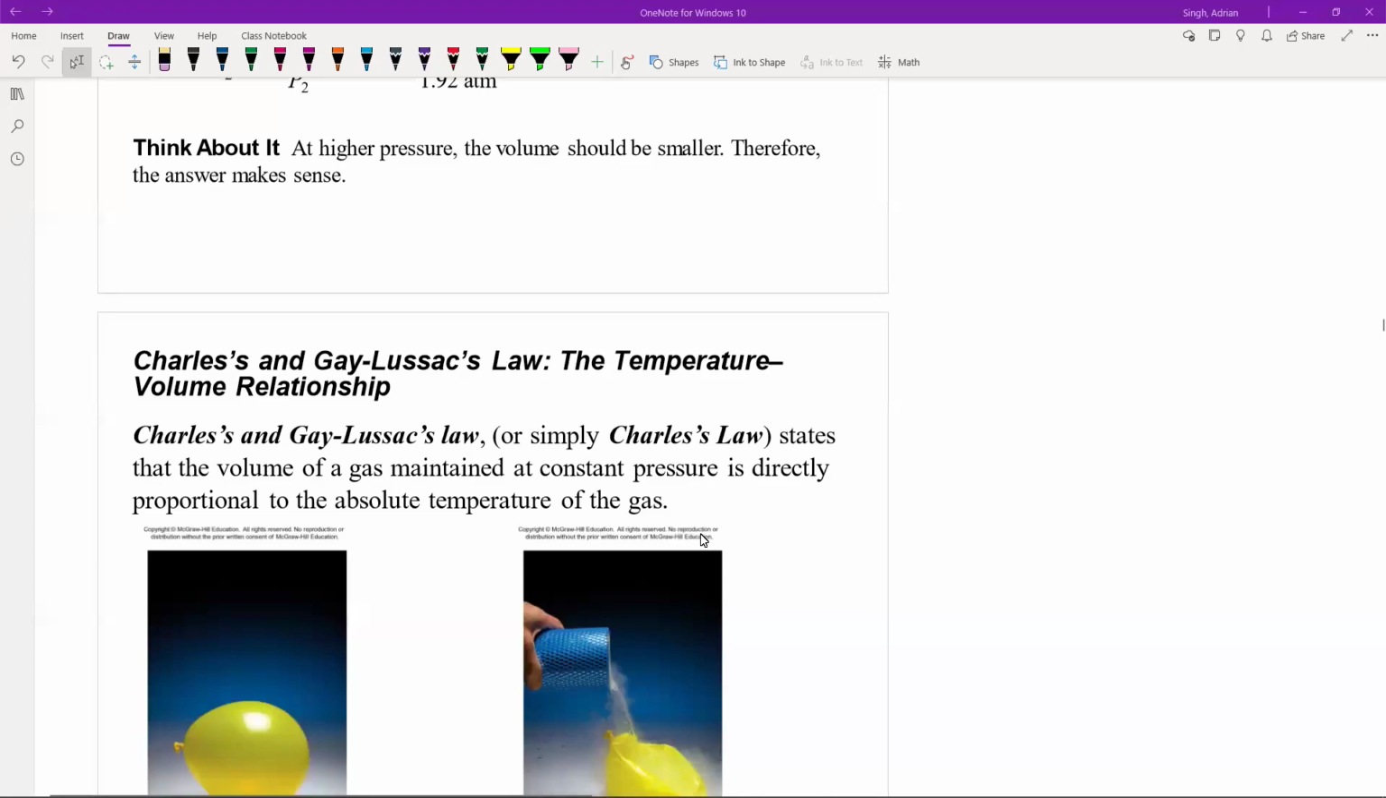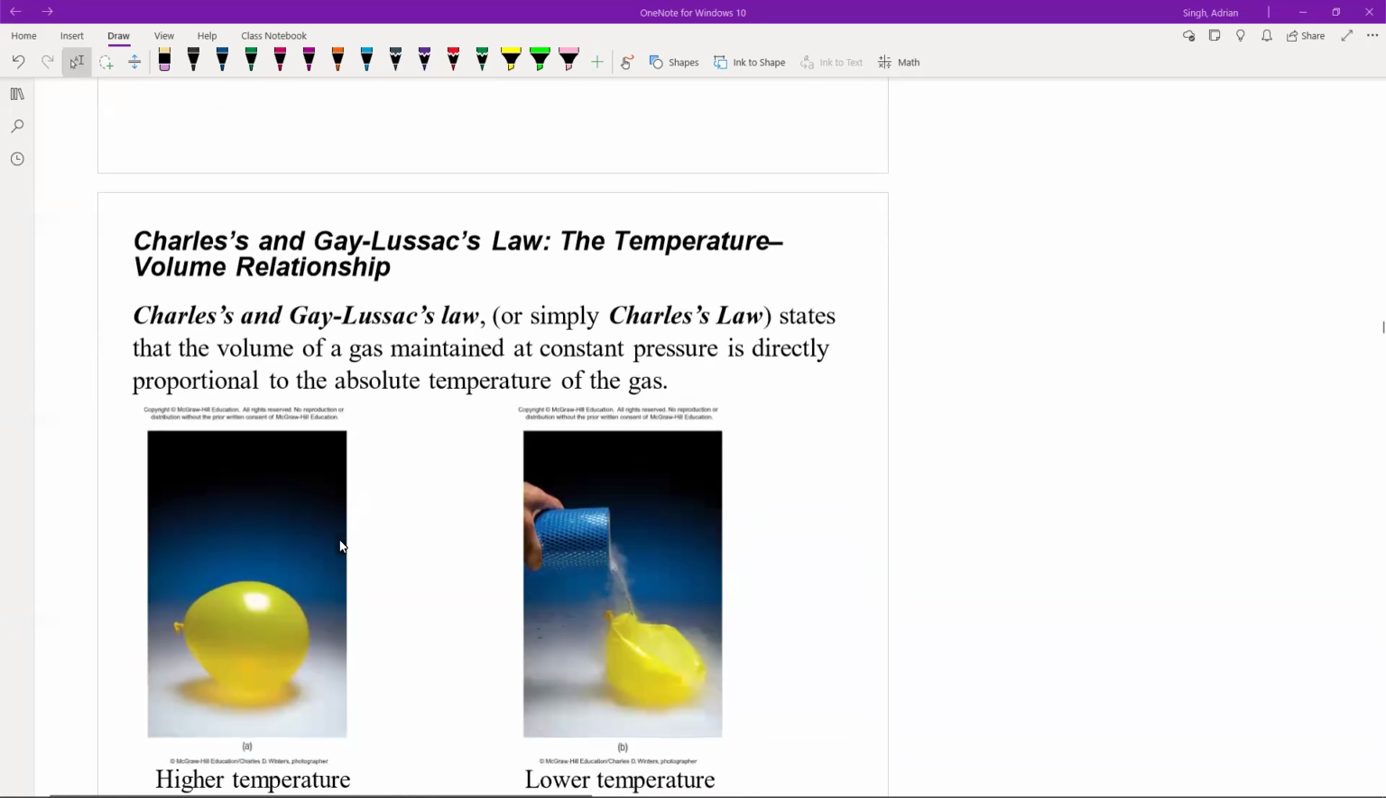Okay, so we're going to continue with some of the other gas laws. The next one is called Charles's Law. And by the way, when we talk about the names of the different gas laws, it's great that you know what the names are, but the most important thing is that you know what the parameters are that we're actually trying to relate.